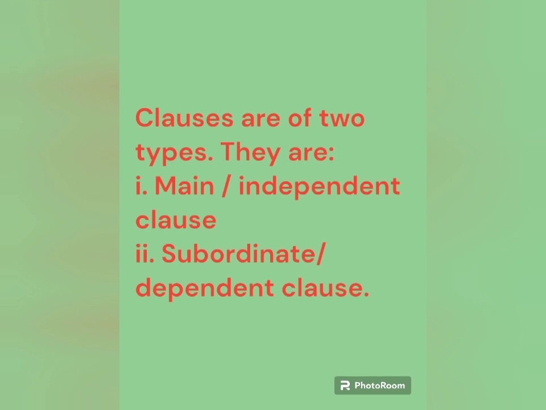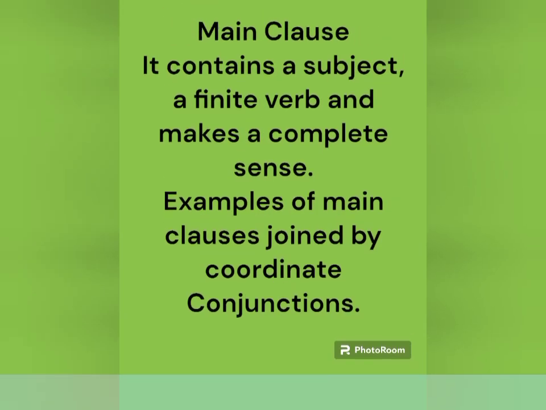Clauses are of two types. The first one is the main or independent clause. You call it main clause or independent clause. Then the second one is the subordinate clause, or you call it dependent clause. Now let's begin with the main clause.